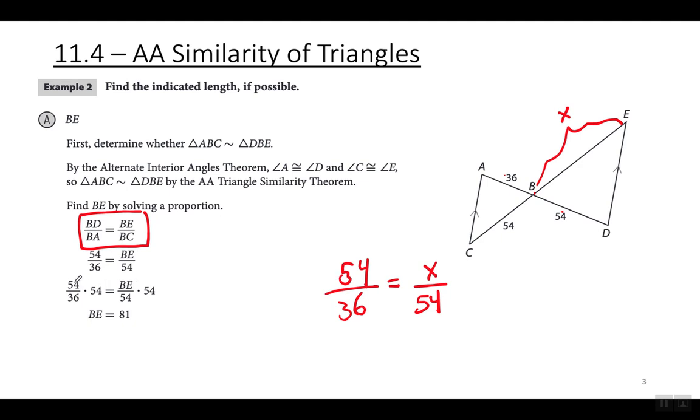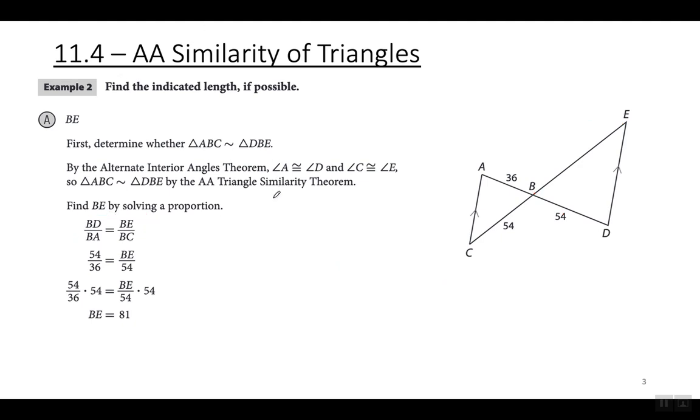Now, I don't like the way that they solve their proportions. All right, I'm going to do it my way. You could do it their way. Let me just get a calculator here. Their way is they're multiplying both sides by 54 to get rid of the denominator. Okay, my way is the way you learned in middle school.